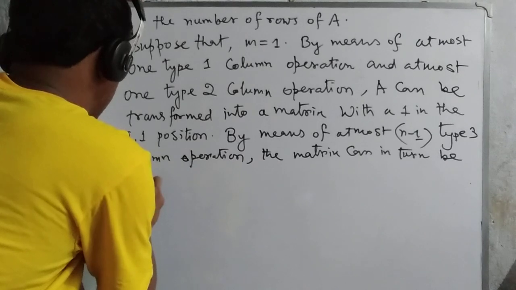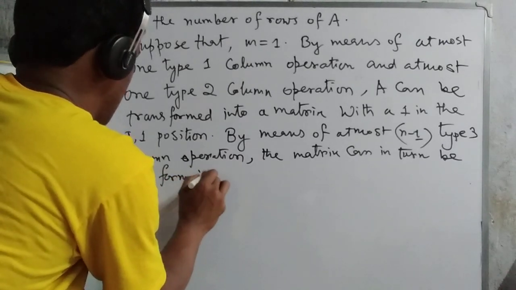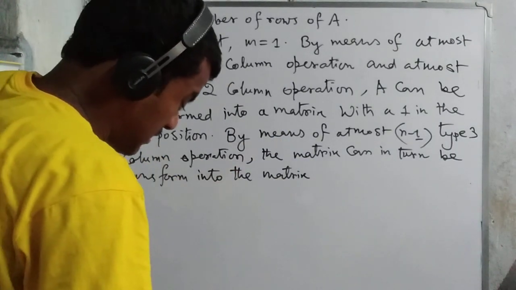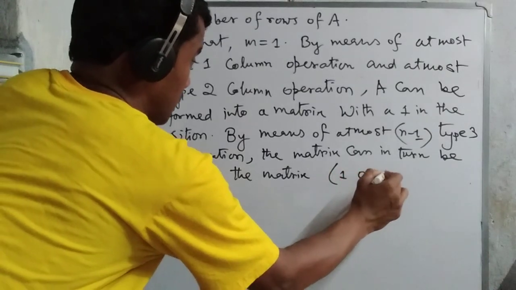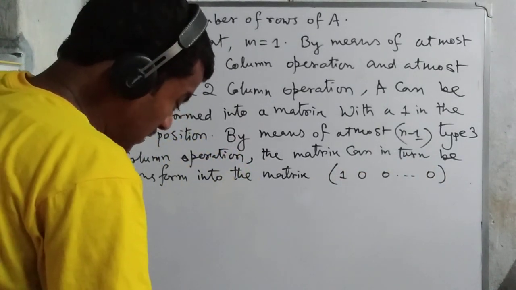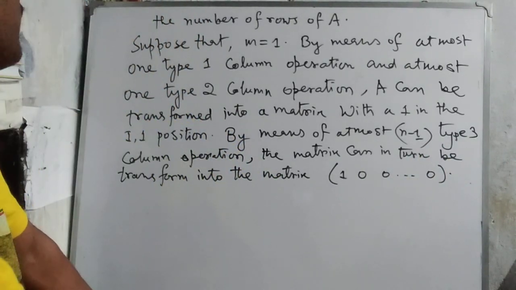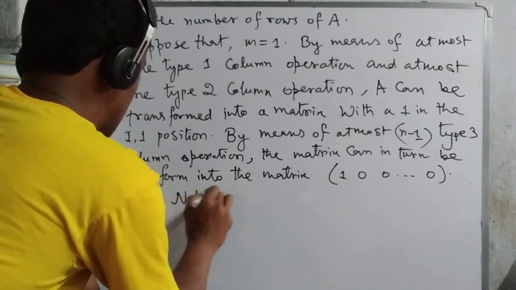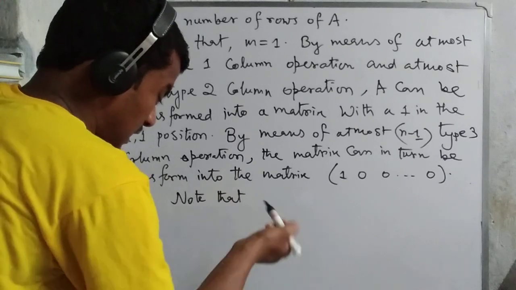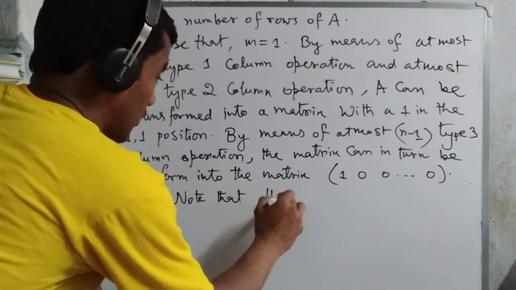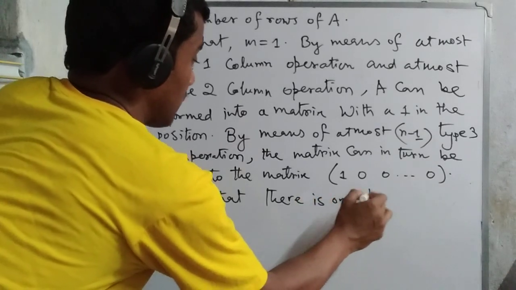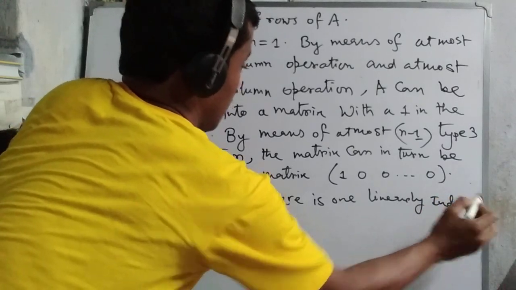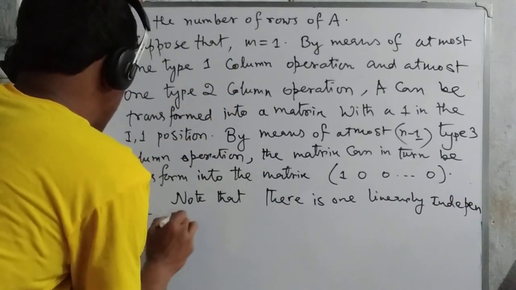Be transformed into the matrix. Okay, here 1 0 0 dot dot dot 0. Then what happened? Then obviously we note that there is one linearly independent column.